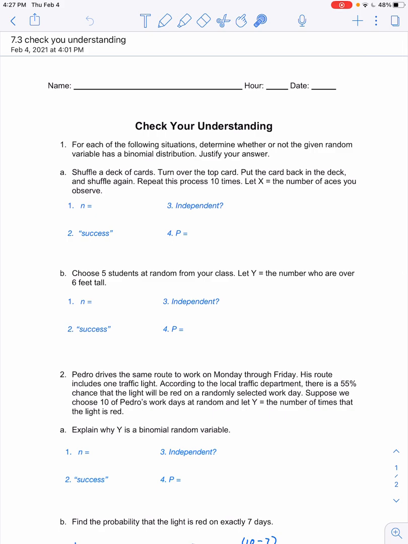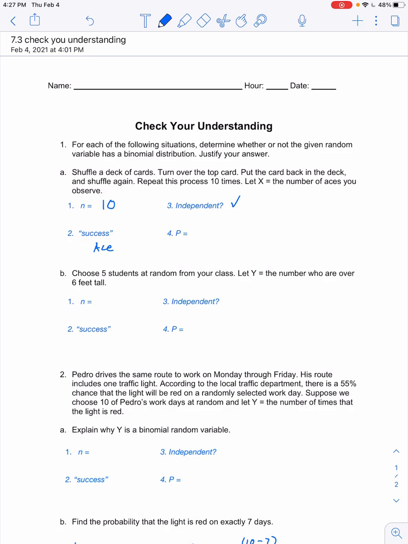Okay, so for the first one, shuffle a deck of cards, turn over the top card, put the card back in the deck, and shuffle it again. Repeat the process 10 times. Let X be the number of aces you observe. Okay, so the N, how many times are we doing this? 10. Success, let's define a success as pulling an ace, right? Independent, we're putting the card back in the deck, so yes, it's independent. Okay, we have that replacement.